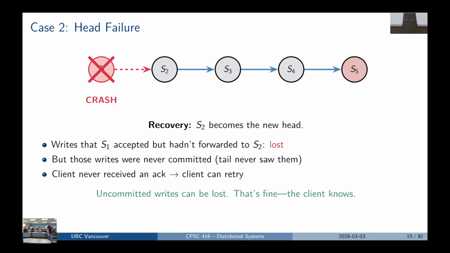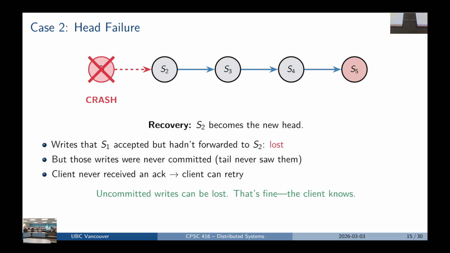They use the same sequence number so that we can detect when we've already seen this in process, but standard networking kind of sequence number. And since those were never committed, they'll just get retried. And that's why we can actually safely switch to S2. The uncommitted writes could be lost, but that's okay, the client will retry.